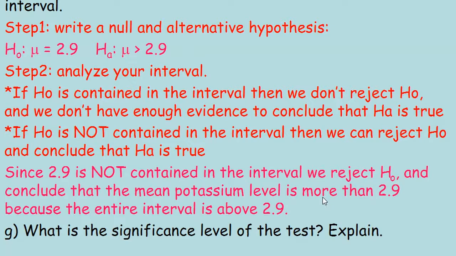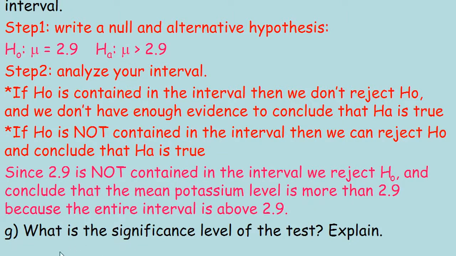There is evidence to suggest that the true mean is more than 2.9. And the reason why is, like what I said here, we can conclude that the mean potassium level is more than 2.9 because remember that we are 90% sure that the true potassium is somewhere between 3.01 and 3 point something. In other words, the entire interval is more than 2.9. And again, that's chapter 20. If you need to practice that, go read chapter 20.